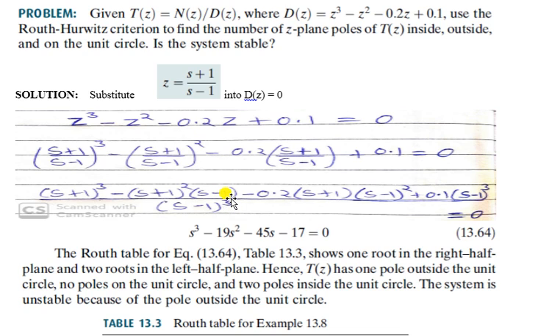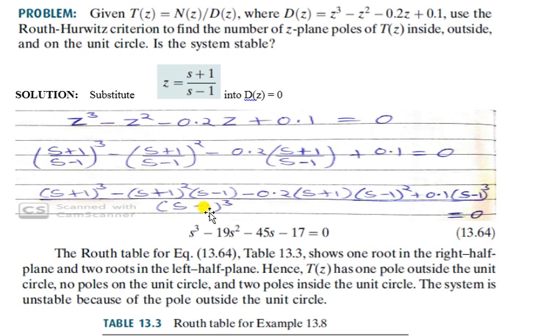into (s-1), because (s-1)^2 is here. So if you divide this (s-1)^3 by (s-1)^2, you will get (s-1). So (s-1) you will multiply here. Similarly, minus 0.2 (s+1) into (s-1)^2 you will get here, plus 0.1 (s-1)^3 you will get here, equal to 0.